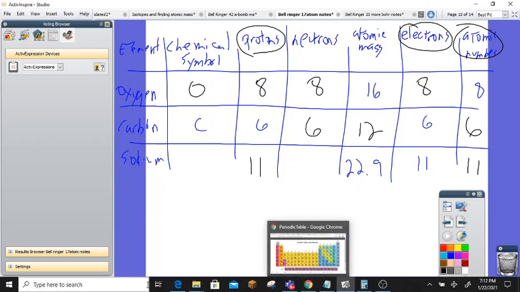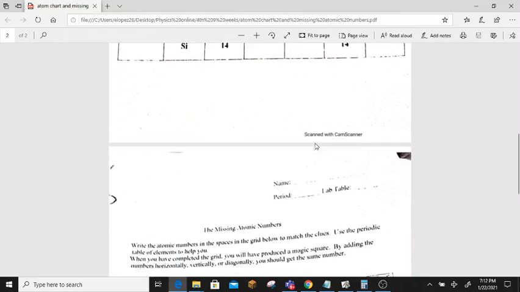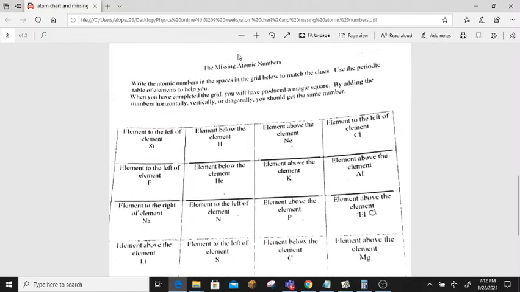Now the bottom part, the missing atomic numbers. Write the atomic numbers in the space in the grid below to match the clues. Use a periodic table of elements to help you. When you have completed the grid, you will have produced a magic square. By adding the numbers horizontally, vertically, or diagonally, you should get the same number.